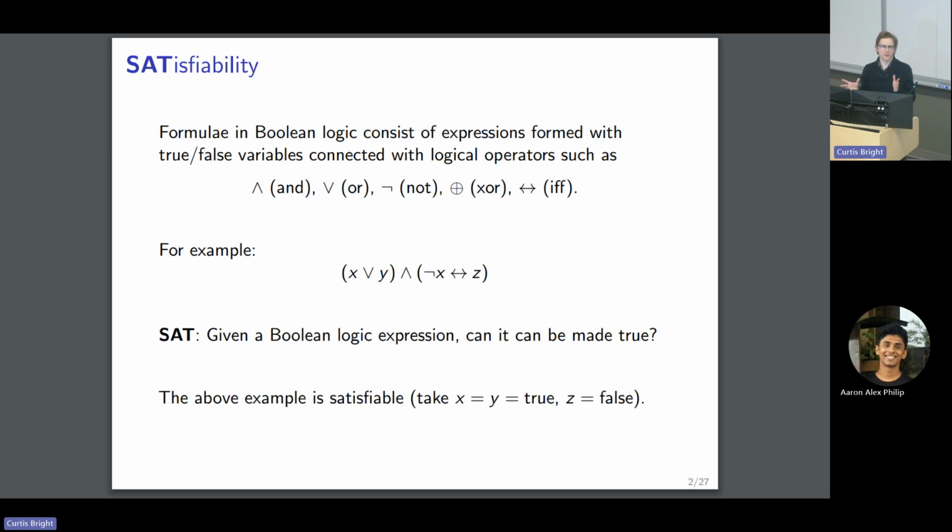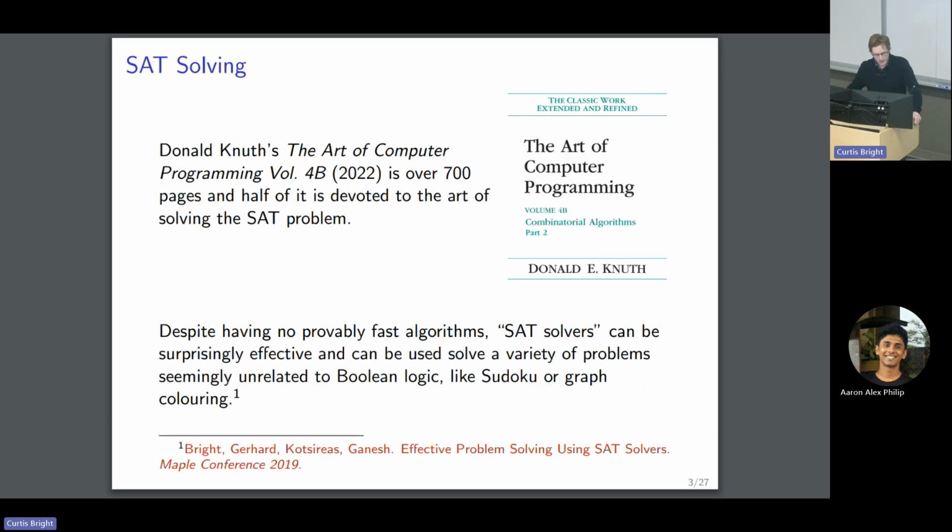Not every formula is going to be satisfiable. There are some formulas that cannot be made true, and these formulas are said to be unsatisfiable. In that case, if you give it to a solver, the solver is going to return no solution, UNSAT. And so SAT is a very famous problem, both in theory and in practice.